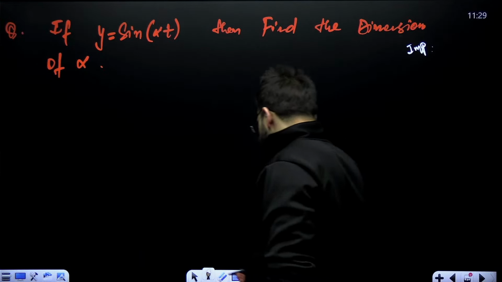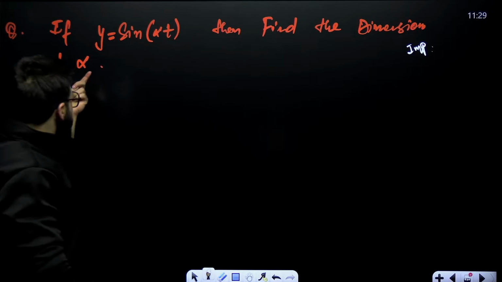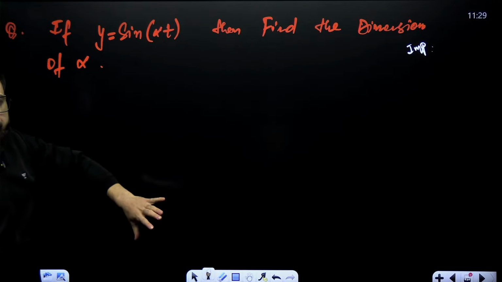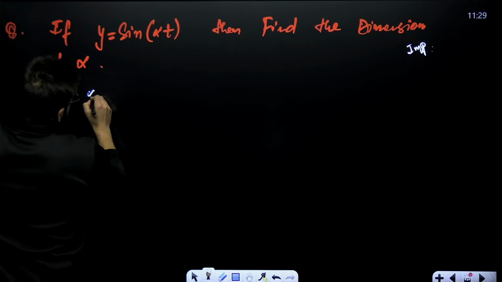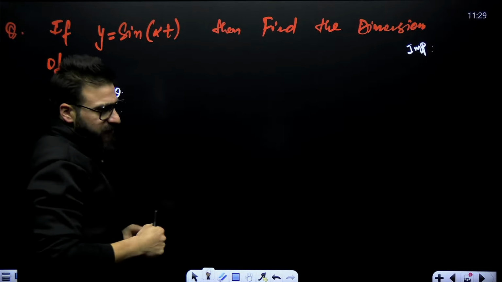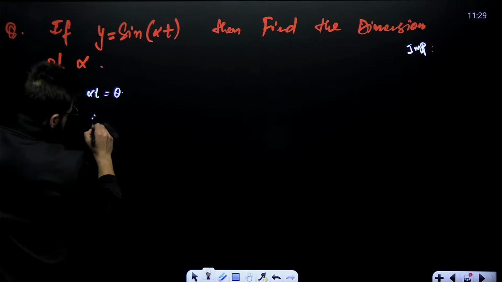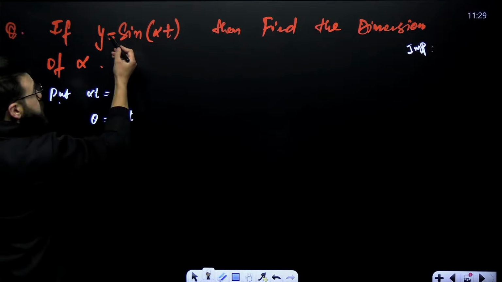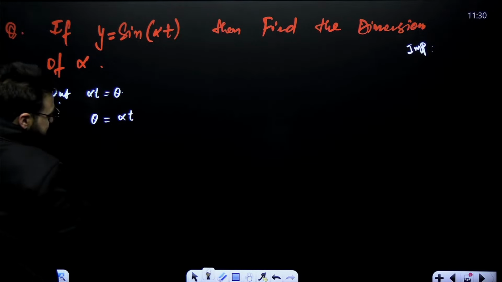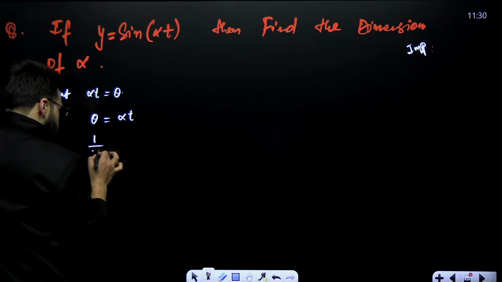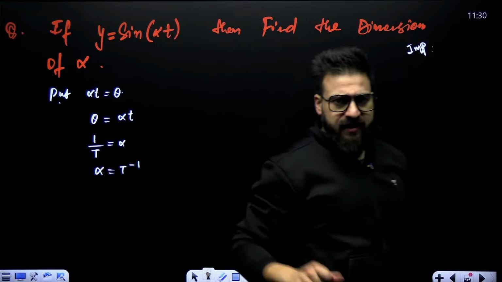See guys, when it comes to this particular question, if y is equal to sine of alpha t, then find the dimensions of alpha. Whenever you see questions of this type, what you are supposed to do is put alpha t equal to theta, because it is like y is equal to sine theta. So you can consider this angle as theta as a whole. Now guys, theta is dimensionless, so it is 1 upon t in the denominator, equal to alpha. So alpha is equal to t raised power minus 1. As simple as that.